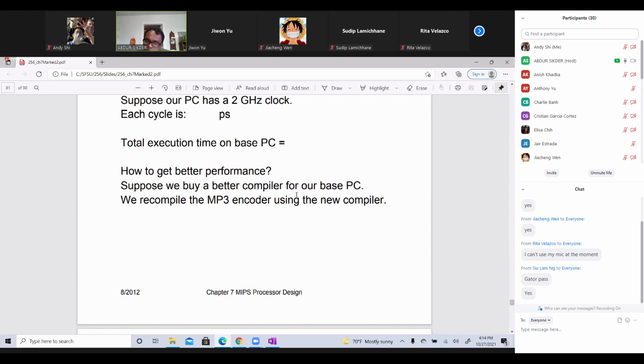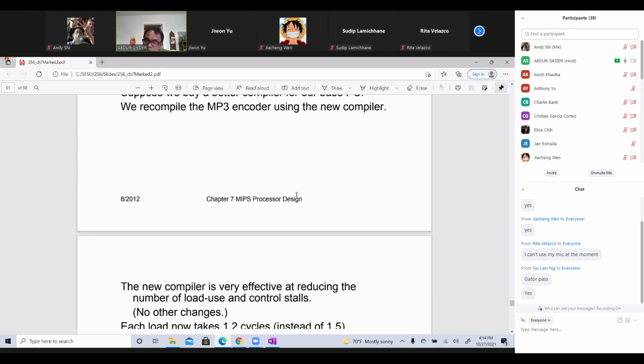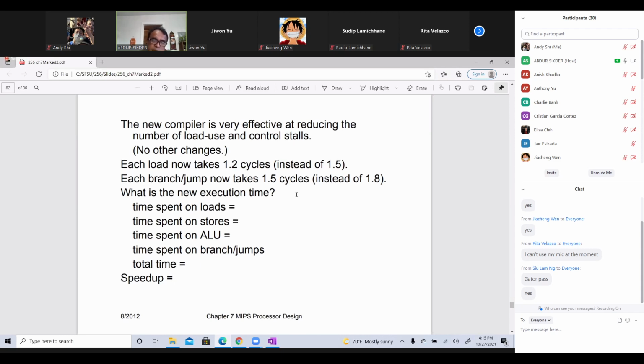How to get better performance? Suppose we buy a better compiler for our base PC. We recompile the MP3 encoder using the new compiler, and then you get different numbers. Each load now takes 1.2 cycles, this was 1.5. A branch or jump now takes 1.5 cycles. And what is the new execution time? Time spent on loads, time spent on stores, ALU. Just add them up together and then you get the speed.